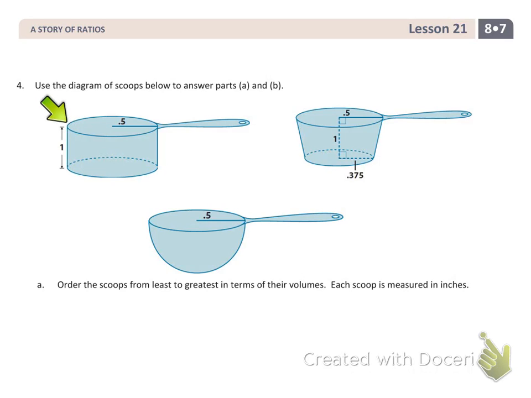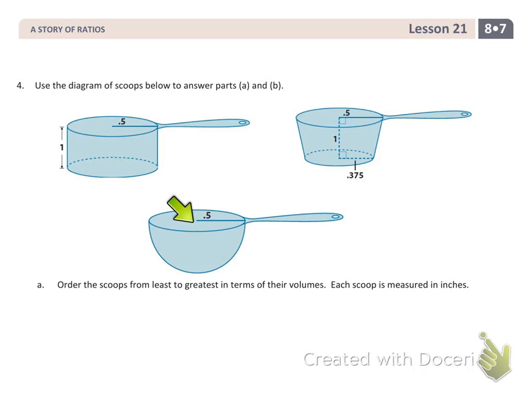This cylindrical scoop here has a height of 1 inch. So you can see that that dimension there is out of proportion to the 1 inch across the top. It should probably be down here somewhere if it were a proportional drawing. It's not. We're going to use the labeled dimensions, and we've talked about this: when you have geometric drawings in books, you need to always go by what the labels are, not what it looks like.